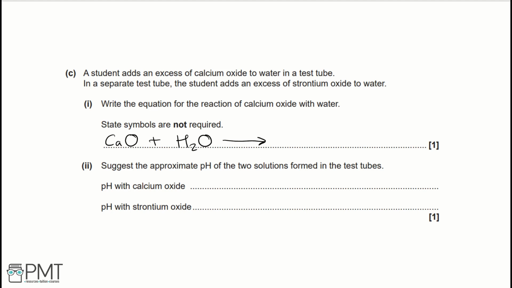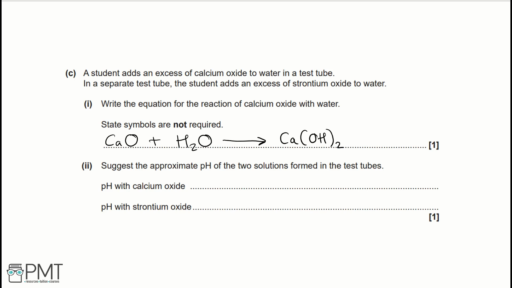And then we're going to produce calcium hydroxide, which has the formula Ca(OH)2. And now we've balanced the equation. We've got 1 calcium on both sides, 2 oxygens on both sides, and 2 hydrogens on both sides. To get the mark for this question, you need to write the equation as I've written on the screen here.